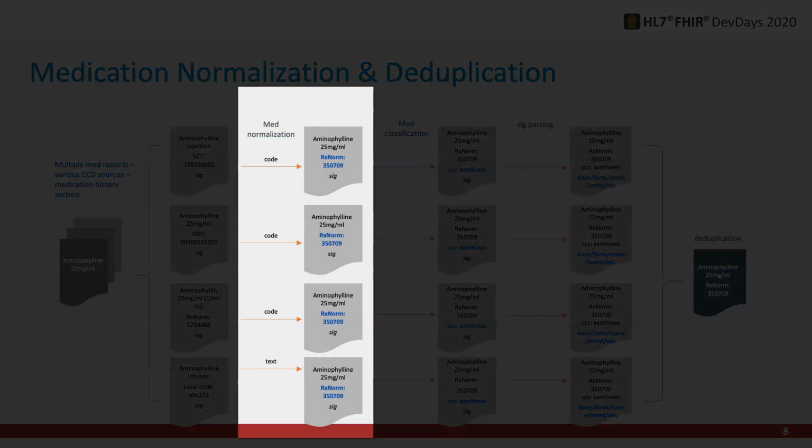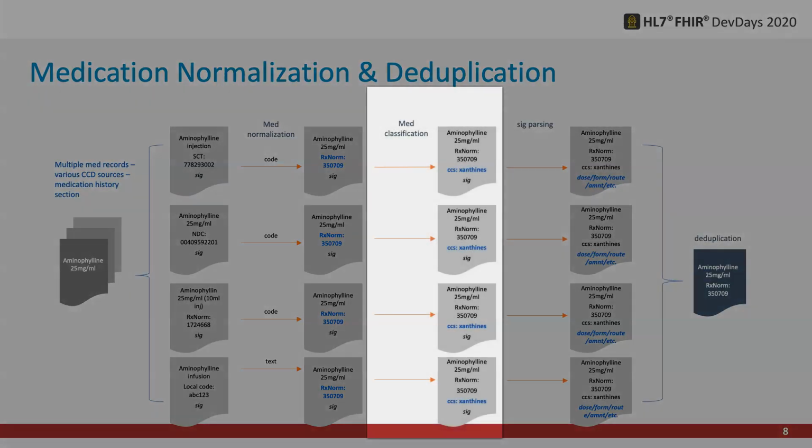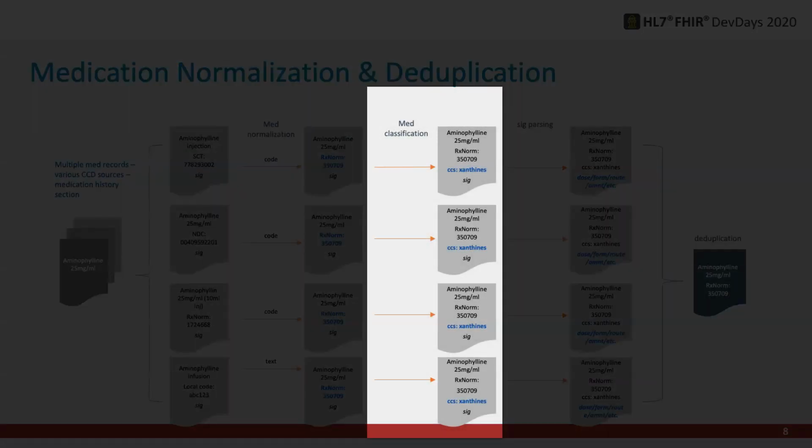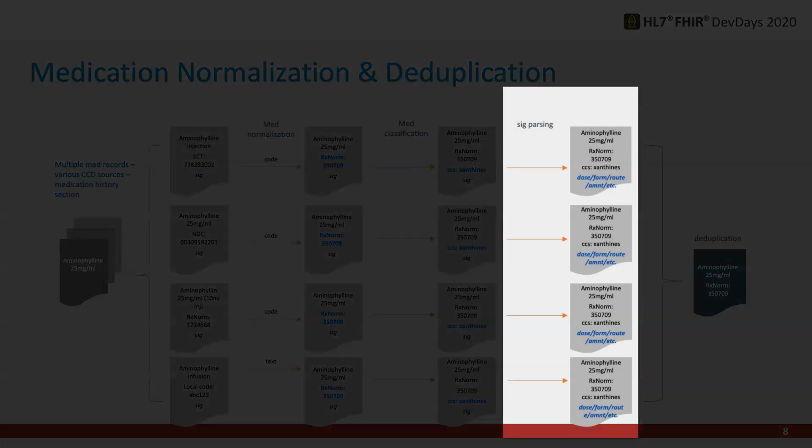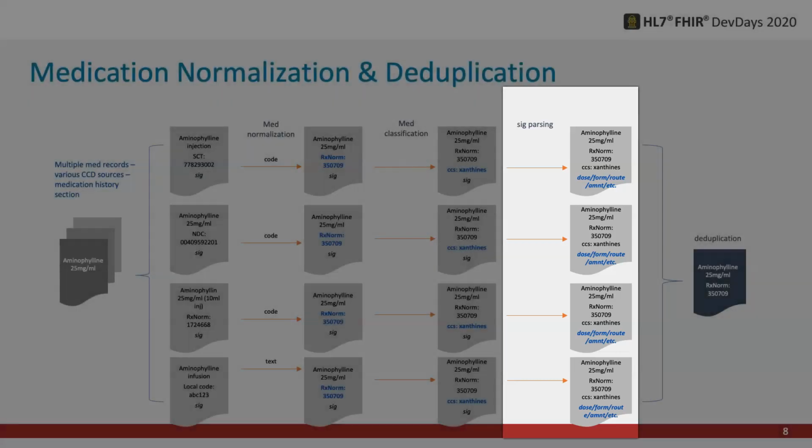The first thing we do is normalize the codes to the corresponding RX norm code. This gives us a consistent code system, and in this case, a consistent code across all the medications. Next, we identify clinical classification for the codes. This helps us not just in deduplication, but also aids in decision support down the road. We next look at the medication directions, or the SIG. From this, we can glean information like the dosage, form, route, and so on.